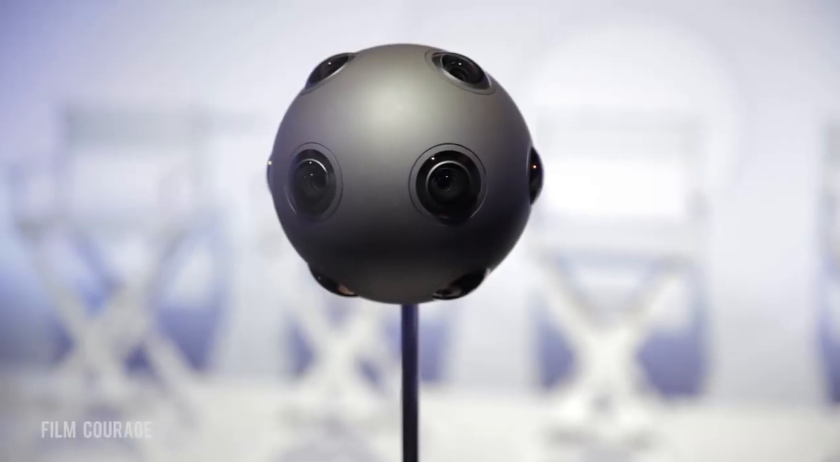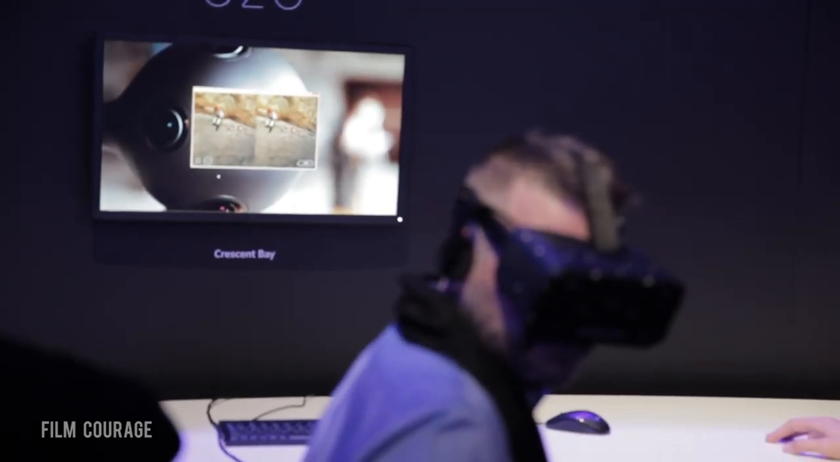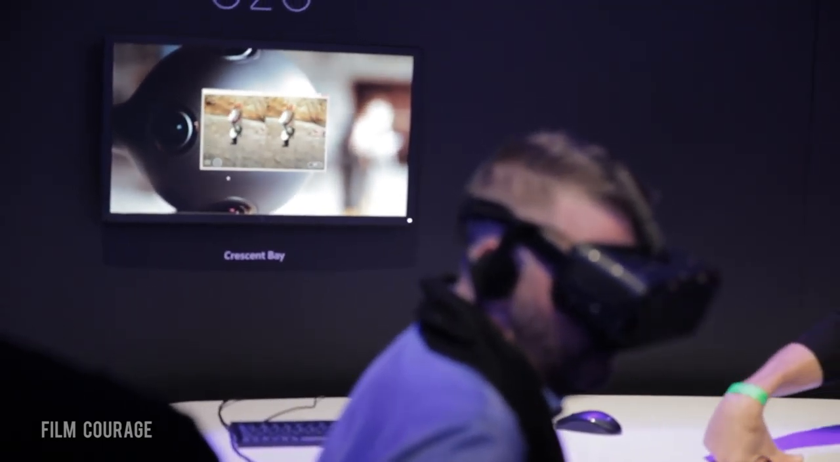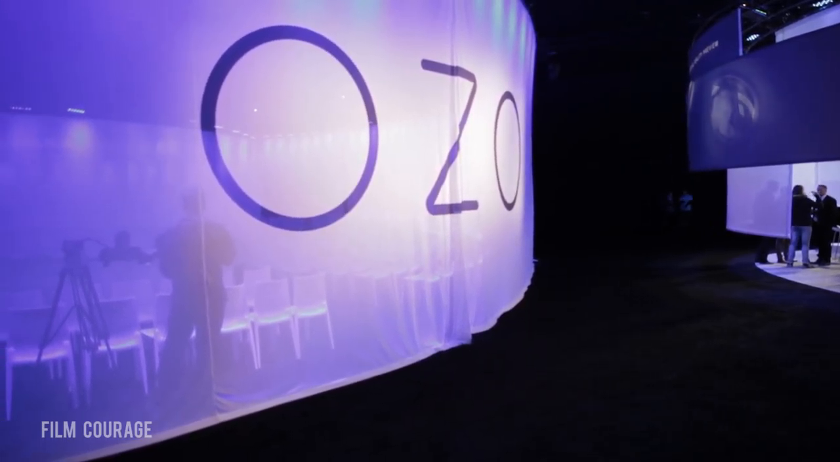So presence capture, and the name of it, is really focusing on the reality part of virtual reality. So of course, you have a lot of worlds generated by computers that can take you anywhere in fantasy world. But we're looking at the reality aspect.